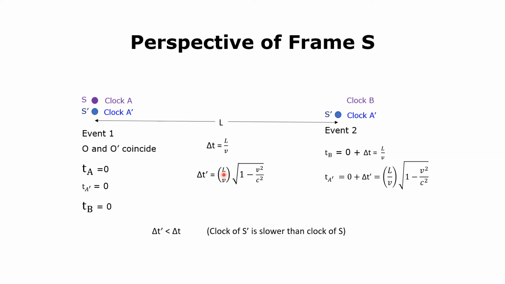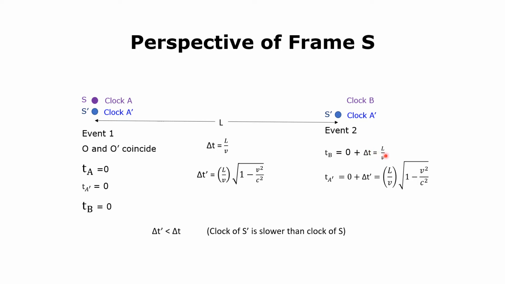Now we find the readings of the clocks at event 2. At event 1, clock B reading was 0. Between the two events, clock B reading advanced by delta t, which equals L divided by v. Therefore, at event 2, clock B reading is 0 plus delta t, that is 0 plus L divided by v, or L divided by v.